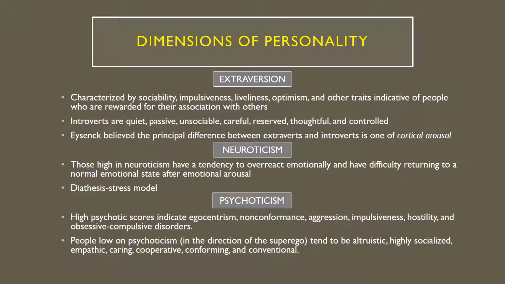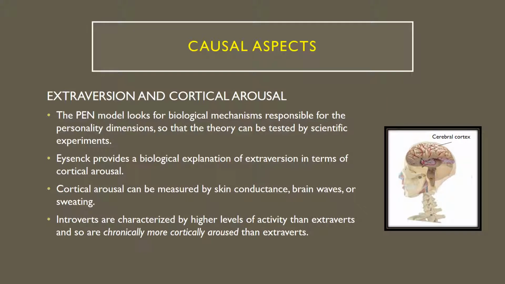The PEN model doesn't just describe the 3 dimensions, but further attempts to provide causal explanations of personality. The PEN model looks for psychophysiological, hormonal, and other biological mechanisms responsible for the personality dimensions, so that the theory can be tested by scientific experiments.